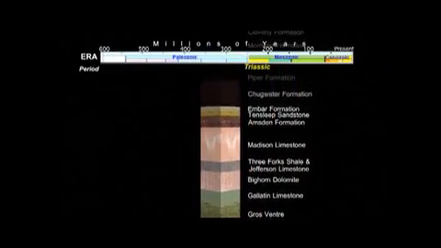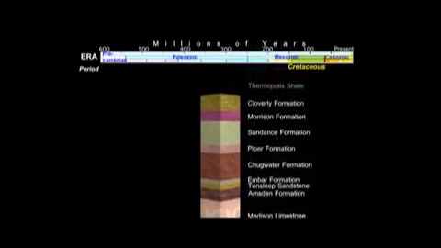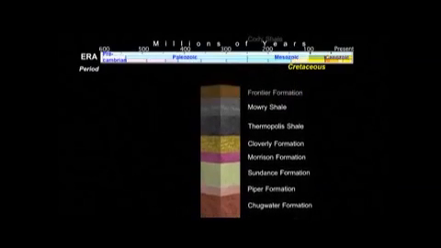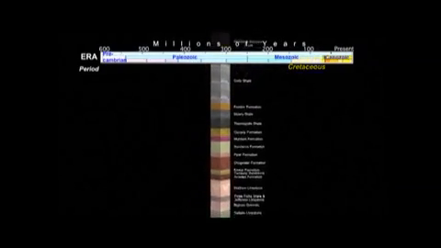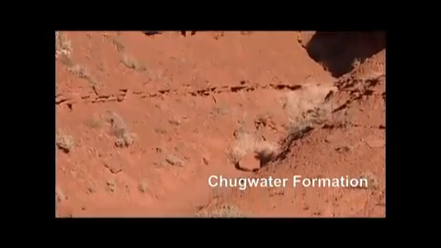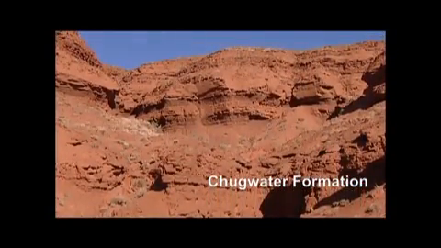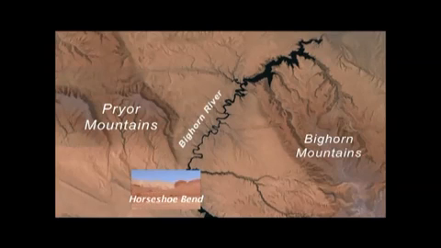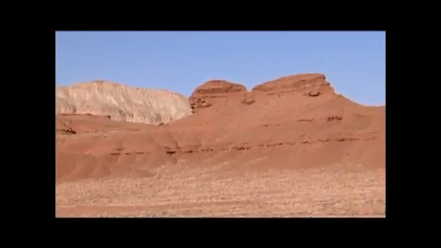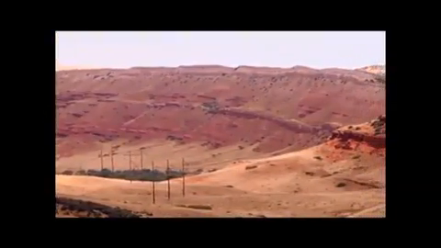Outside the canyon, however, are rocks which formed after the Tinsley. Estimates range from 5,800 to 7,500 additional feet of rock, covering the past 220 million years. The most colorful is the Chugwater Formation of Triassic age. Its iron oxide-rich sediments stand out at Horseshoe Bend at the south end of the canyon and near Fort Smith at the north end.